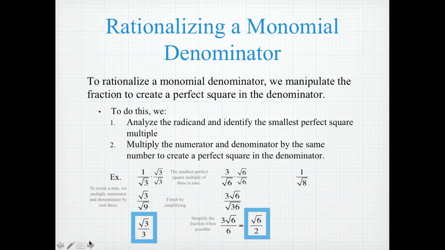Now our last example is 1 over the square root of 8. The smallest perfect square multiple of 8 is 16. So in order to turn 8 into 16, we multiply by the square root of 2 over the square root of 2. Multiplying fractions straight across gives us the square root of 2 over the square root of 16. And simplifying the square root of 16 gives us root 2 over 4. And again, since the 2 in the numerator is expressed as a radicand, it will not be able to cancel out with the denominator. So root 2 over 4 is our answer.